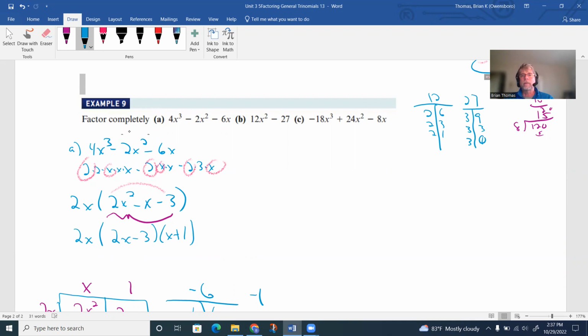Looks like I did something wrong. Let me try that 12 again. Something didn't come down correctly. I talked too fast. So 2 does go into 12 6 times. 2 does go into 6 3 times, but 3 goes into 3 1 time. So notice how the only thing that they have in common really is a 3. So 3 becomes the GCF.